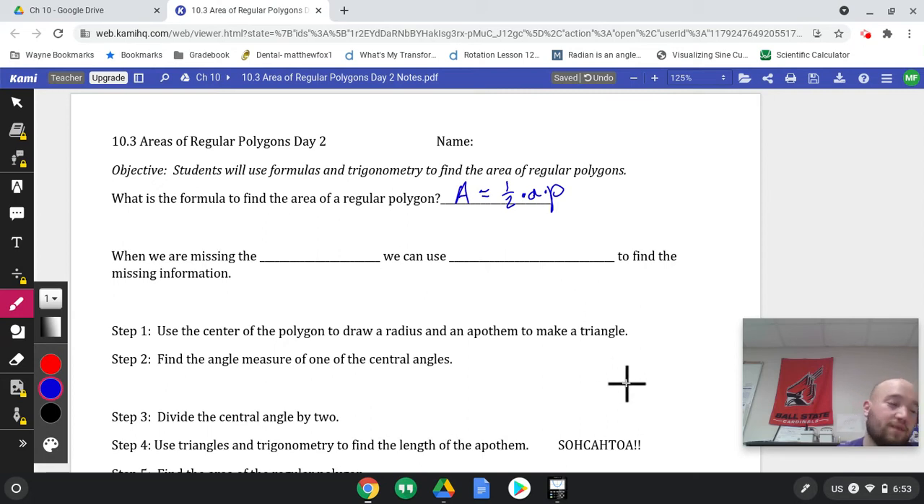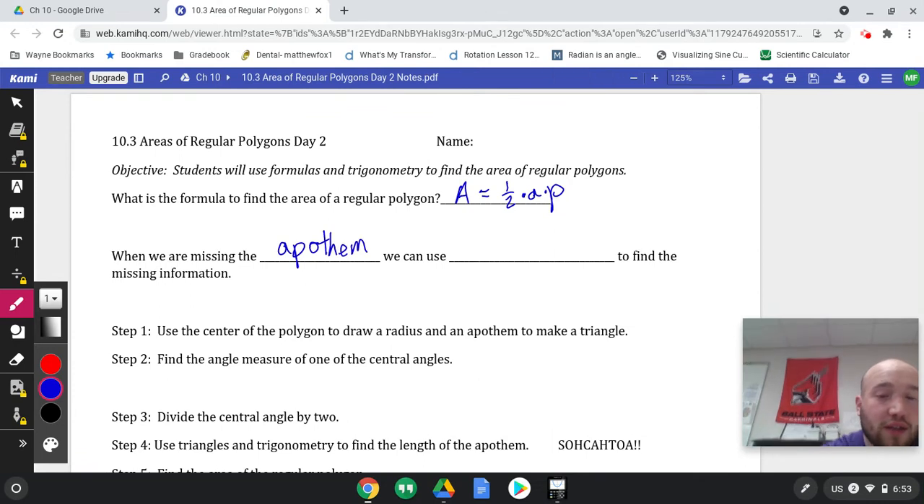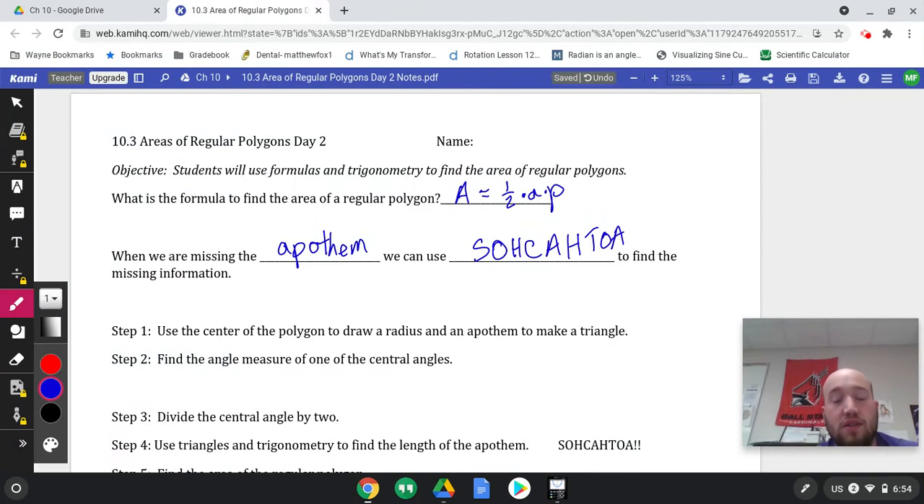Now yesterday we always had the apothem. Sometimes when we are missing the apothem, we will have to solve it differently, but we can solve it using SOHCAHTOA. Hopefully you remember SOHCAHTOA. We kind of yelled it, tried to drill that into our head. SOHCAHTOA stands for sine is opposite over hypotenuse, cosine is adjacent over hypotenuse, tangent is opposite over adjacent.